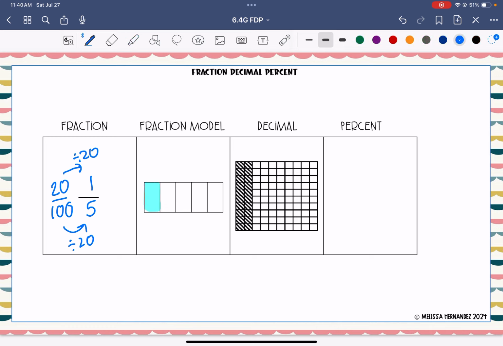Okay. Now, since percent is out of 100 and our decimal grid is already out of 100 and there's 20 of them shaded, I know my percent is 20%.